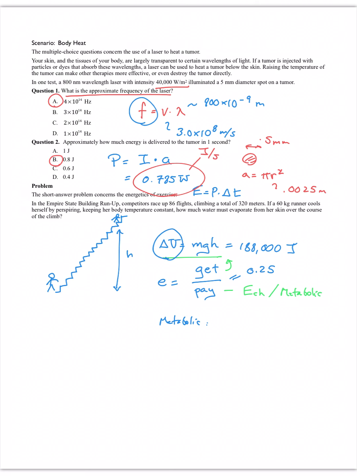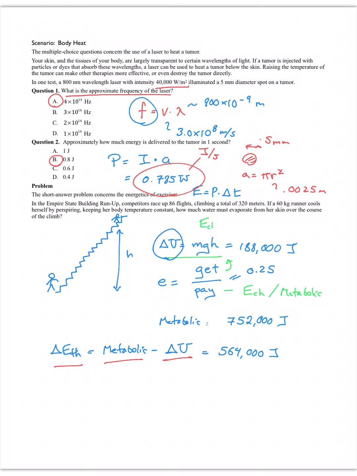The metabolic energy the person uses is 752,000 joules. So the change in thermal energy is just going to be equal to the metabolic energy minus the change in potential energy, because her body uses a certain amount of energy. Some of it goes to changing potential energy. What's left over turns into thermal energy, and the thermal energy that we get is equal to 564,000 joules.